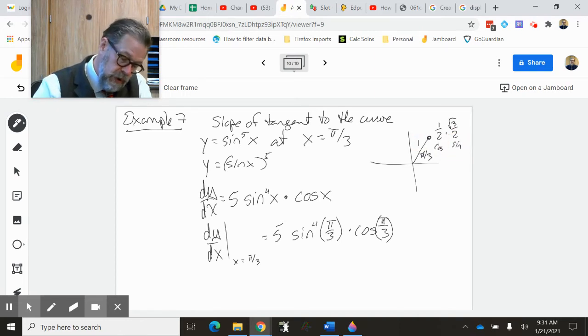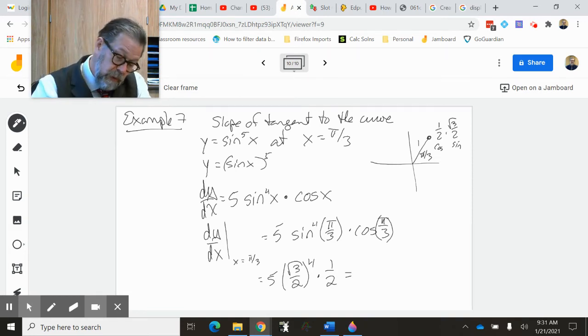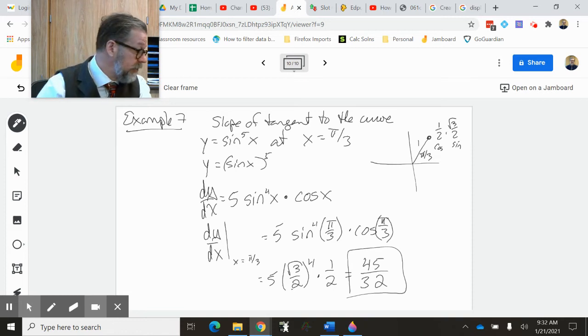And so we know that this is equal to 5 times, well, the sine value is root 3 over 2 to the 4th, and the cosine value is 1/2. And you could do this in your calculator, but the nice thing about this is it's actually pretty straightforward and simple. Root 3 to the 4th power is root 3 squared squared, so that's 9. So we get 5 times 9 on top. And we've got 2 to the 4th, which is 2, 4, 8, 16 times 2, which is 32 on the bottom. And there is the slope of that tangent to the curve.